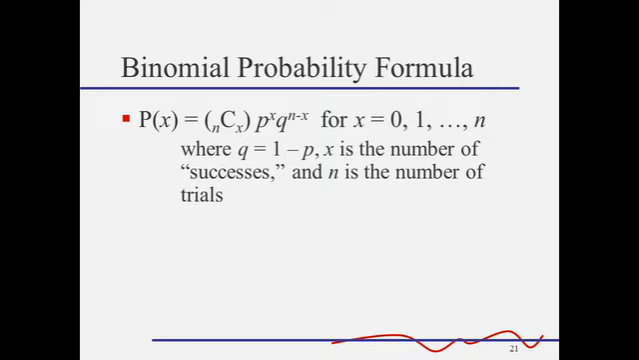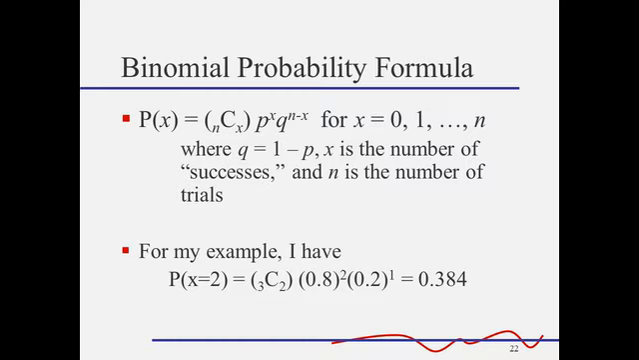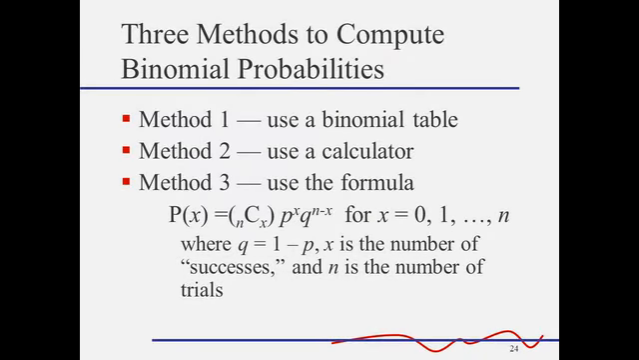Here's our general formula. This is one way we can use to find probabilities, and we'll discuss some other ways in a little bit. But using the formula for my example with the weighted coin, to get the probability of 2 heads in 3 flips of a coin, I get 0.384. In fact, there are 2 other ways to get the probabilities, and using the formula is my least favorite way.